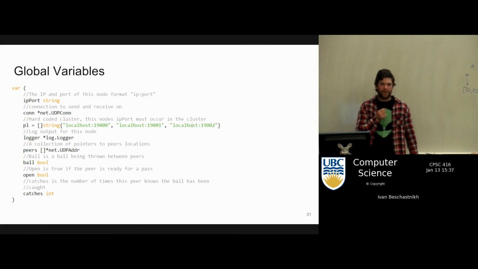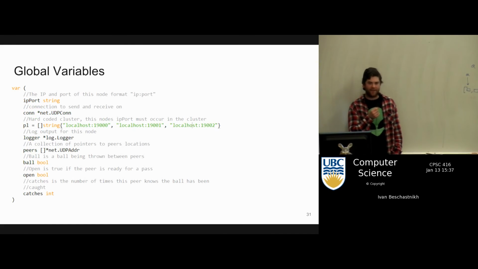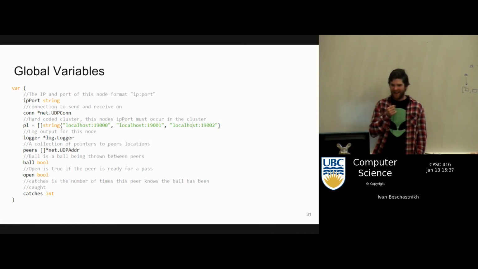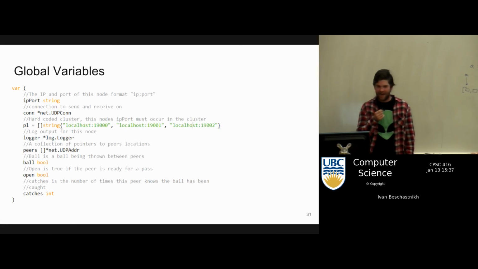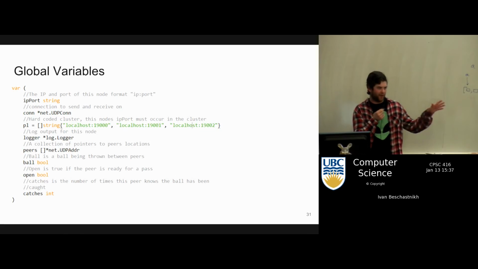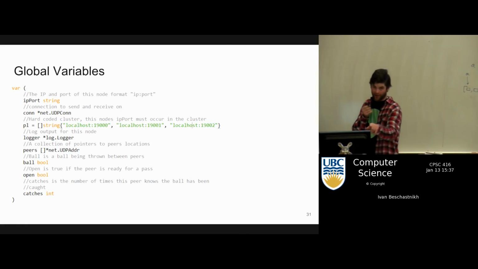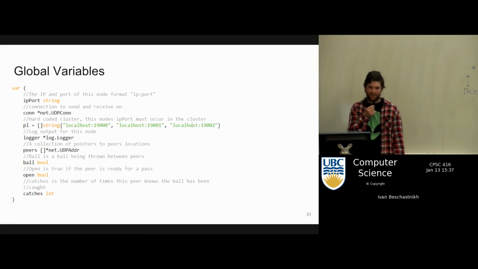Global variables. Okay, you've probably heard global variables are bad, but sometimes they're really darn convenient. So in my system, I have made some global variables. You should really think about what you make global, because it's the things that all the threads are going to be able to touch. So I recommend having things that are read-only. The first things are just the connection, the port, a hard-coded list of who's going to be in the cluster, the logger, an array of addresses that we're going to send and receive from.